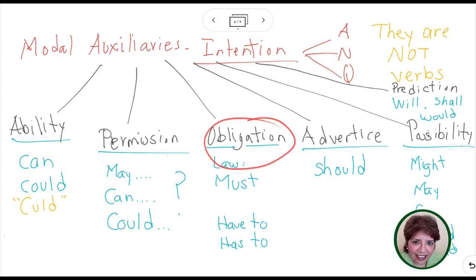Cuando estamos hablando de una obligación, tenemos dos opciones, must y have to. Pero must es una obligación muy, muy fuerte. Estamos hablando a lo mejor hasta de una ley. Por ejemplo, cuando los jóvenes para entrar a un antro necesitas tener 18 años. Entonces, you must be 18 years old. ¿Sí? Debes de tener, you must be 18 years old.